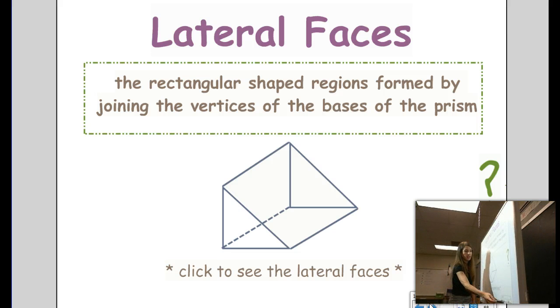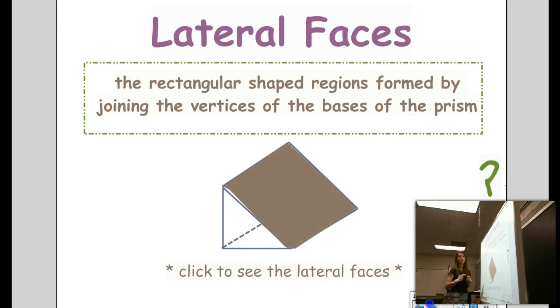Lateral faces. Okay. So, this is important because the lateral faces are the ones that connect the base to base. They connect them. So, take a look at my picture. The lateral faces are, you ready? What shape is a lateral face in a prism? What shape? Rectangle. It could be a square, but most of the time it's just a rectangle.